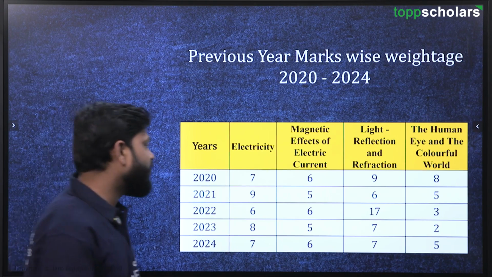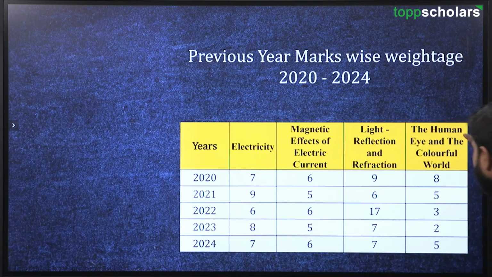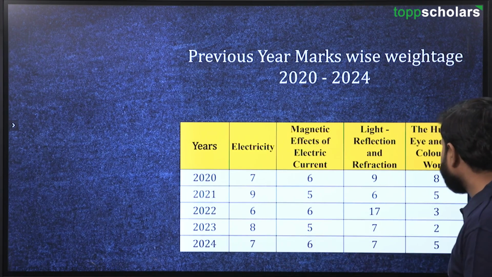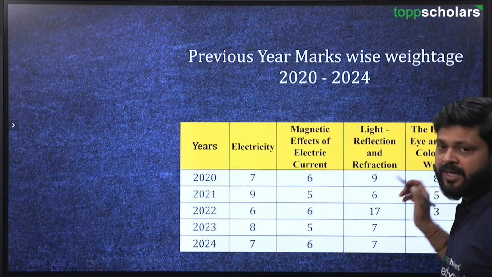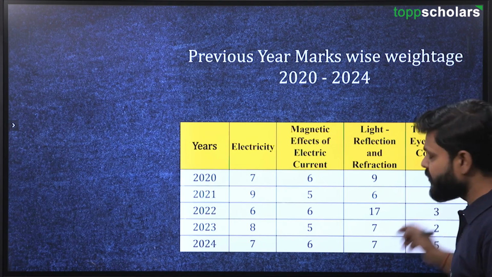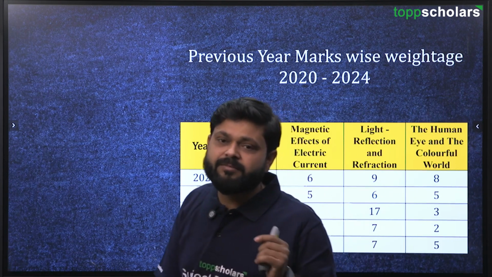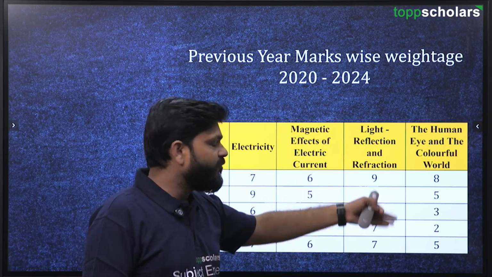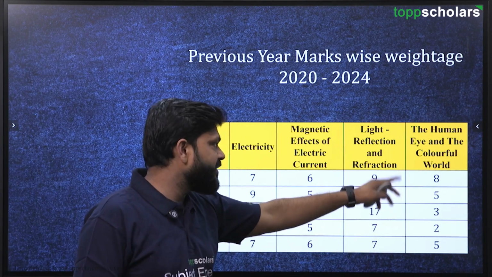So it will be very easy for you to understand. If you see human eye, which is a very easy chapter, 5 marks question came in 2024. See, it is very easy to score very good marks in this chapter, guys. You know well that it's only a 20 minutes chapter. There's nothing more than that. If you revise for 20 minutes, you can score good marks in this chapter.